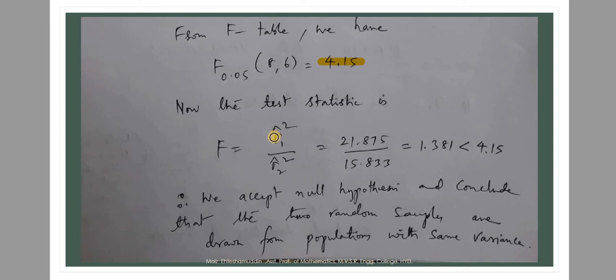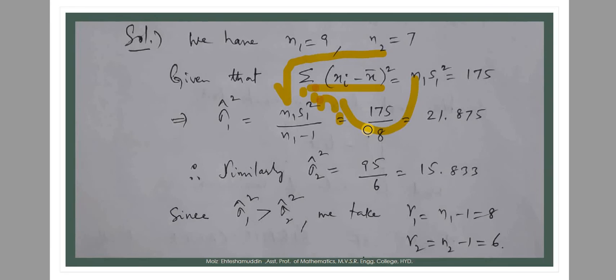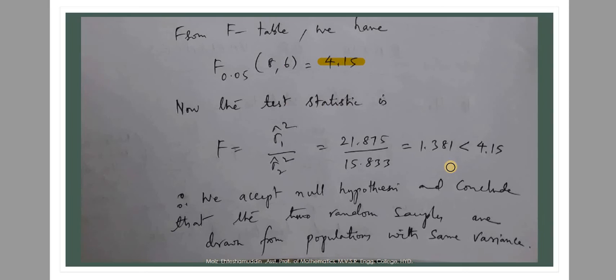Now the test statistic F is equal to sigma 1 cap square by sigma 2 cap square, that is 21.875, which we calculated earlier, and the second one is 15.833. So this has to always come greater than 1, because the numerator is always taken as the bigger value among these two, and that is 1.381, and this is less than the critical value. Critical value is 4.15, calculated value is 1.381. It is less than this, therefore we accept the null hypothesis and conclude that the two random samples are drawn from populations with the same variance.